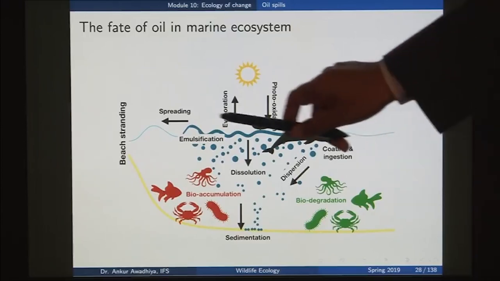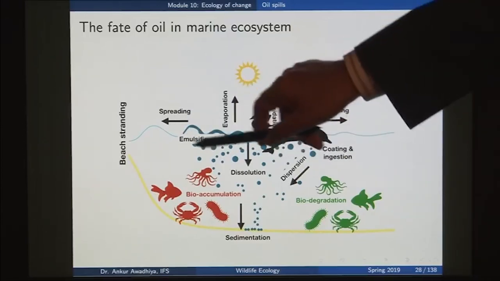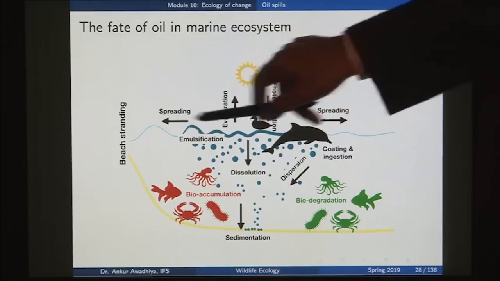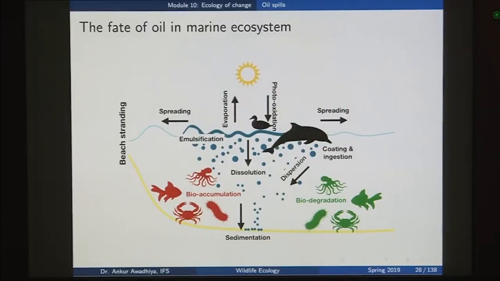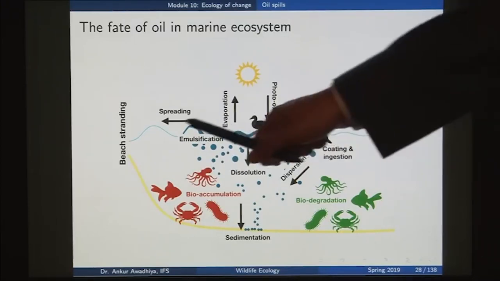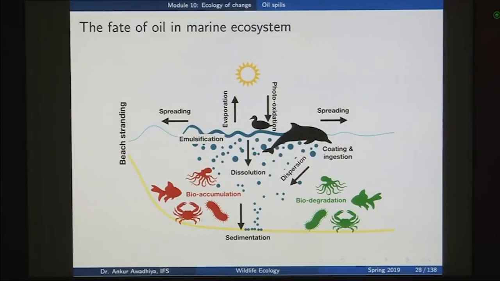Now, but because these are on the top and you have this water surface, some amount will also be spread out. Because oil is lighter than water, it will spread on the surface of the water and a large area will be impacted. So, in the case of group 1 hydrocarbons, there is spreading and it impacts a very large area.